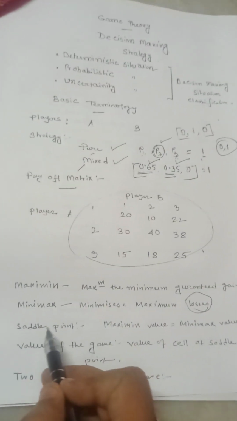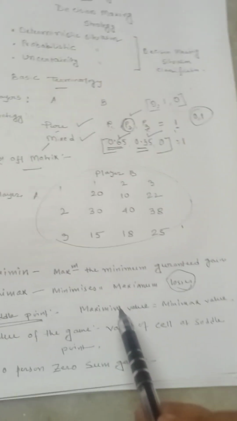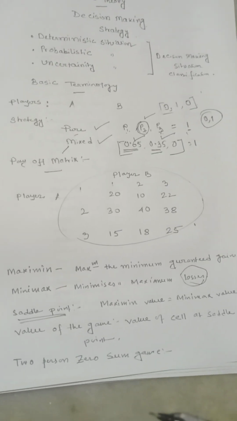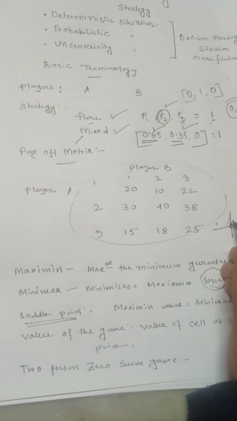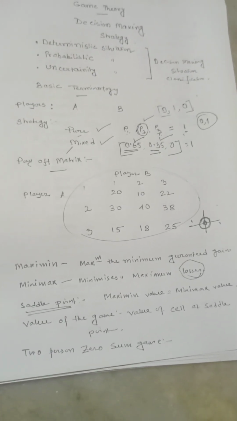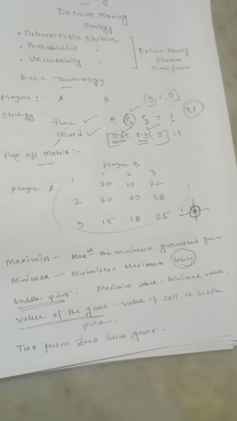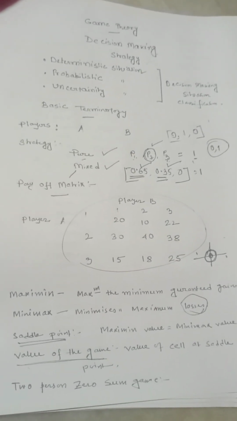Now I will come to the saddle point. What is the saddle point? The saddle point is a value where the maximin value, that means the maximum of the minimum guaranteed gain, and the minimax value coincide. That means I would like you to focus on this point, this intersecting point. That is called the saddle point. And now I will come to the value of the game. This is called the value of the game, often called VG, the value of the game at the saddle point.